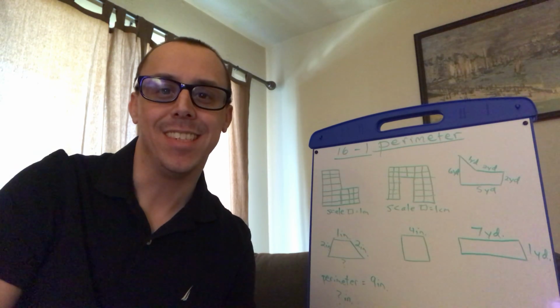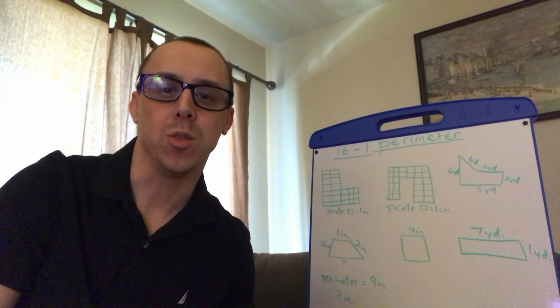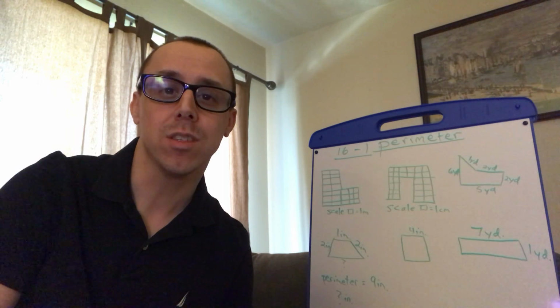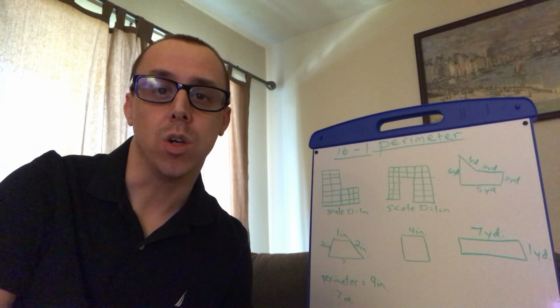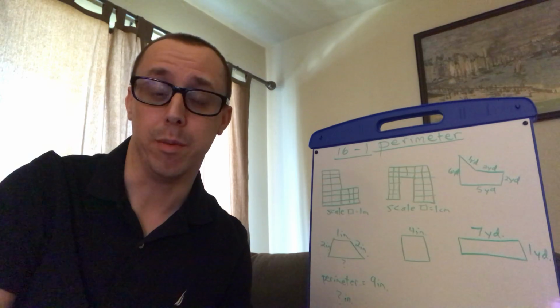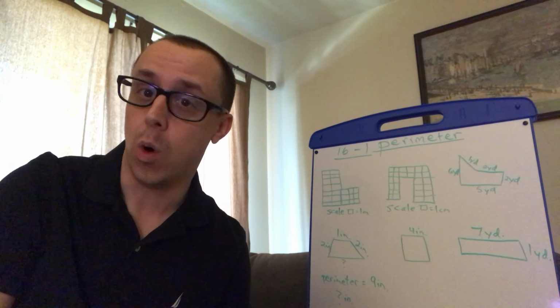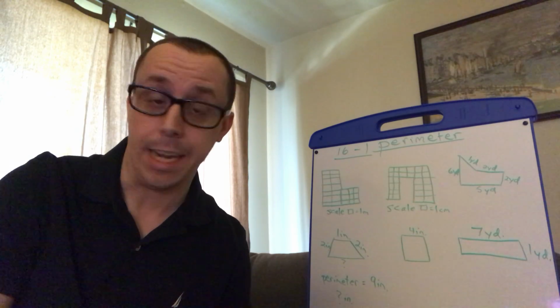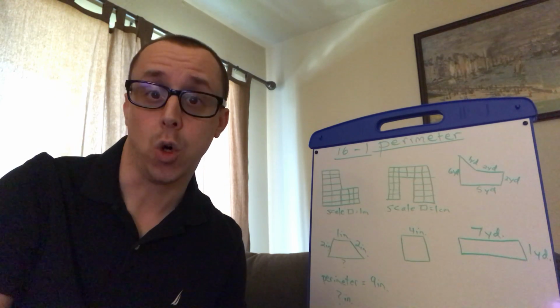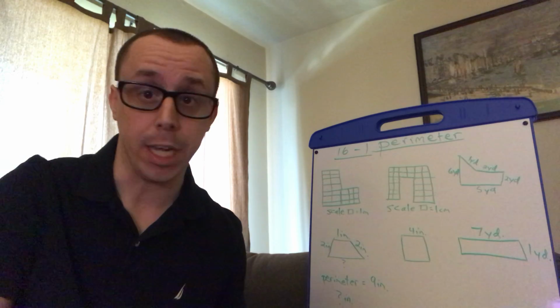Good morning, everybody. Today we're going to be moving on to Unit 16, which focuses all about perimeter. So I wanted to begin by telling you what perimeter is. Perimeter is measuring the length of all the sides of a shape, adding them up to see how long the total length of the shape is.